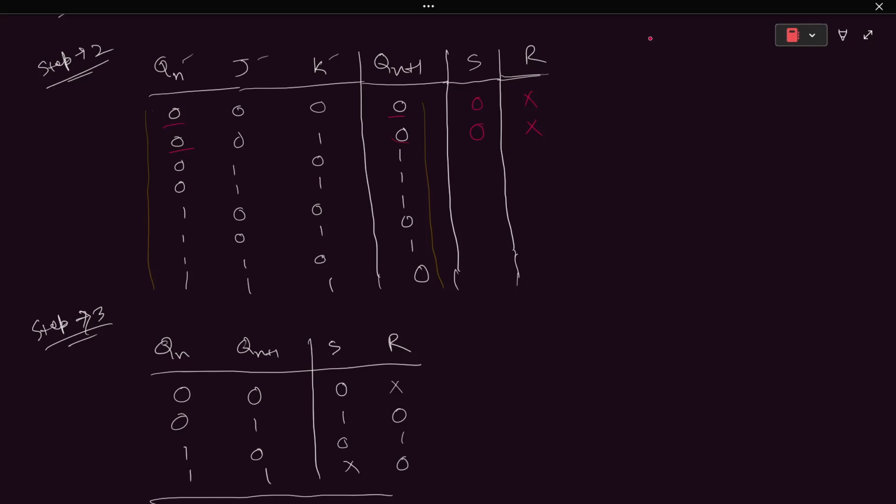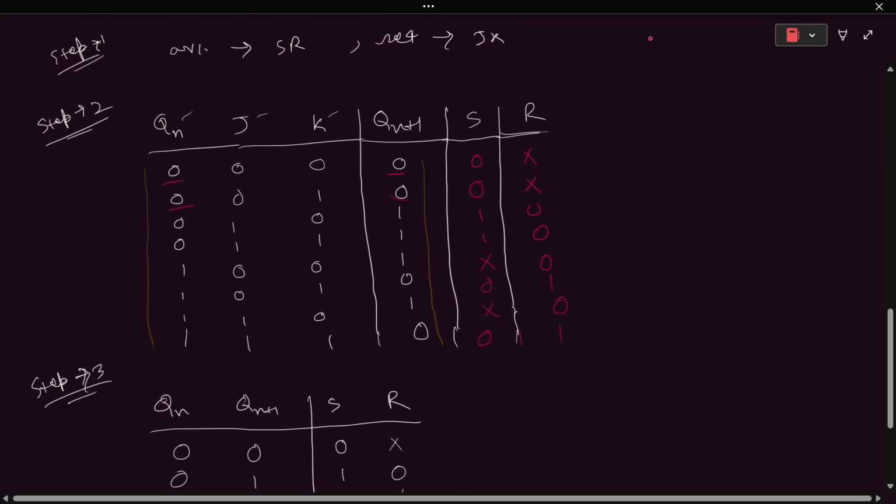After that, 0 1 is 0, so 0 1 is 1 0. After that, 1 1 is not allowed 0, and 1 0 is 1. Also three we must write. 1 0 is already 0 1, so let's write here 0 1. Again, 1 1 is not allowed 0, and 1 0 is 0 1. So we complete the table.